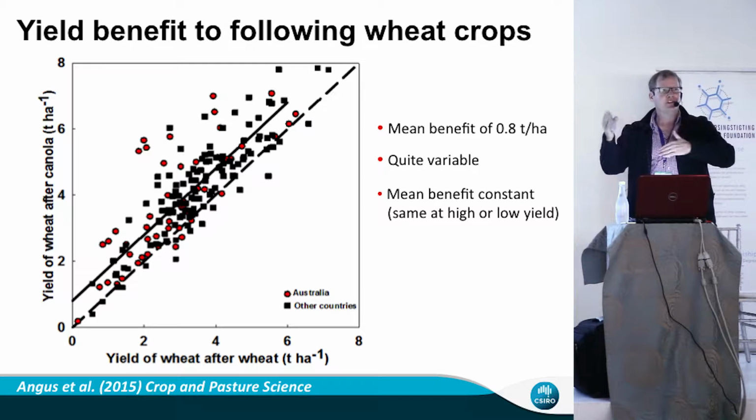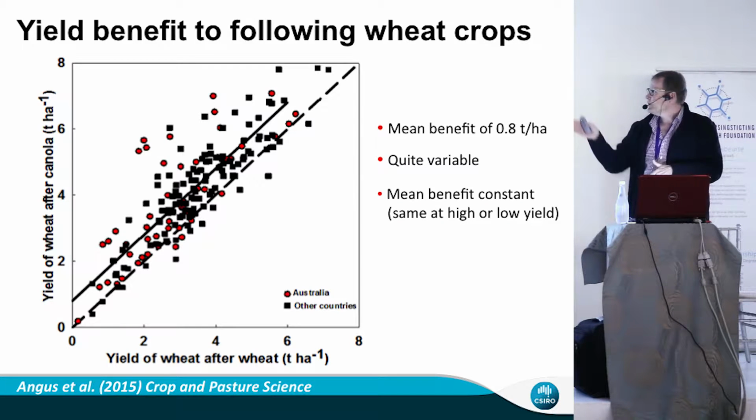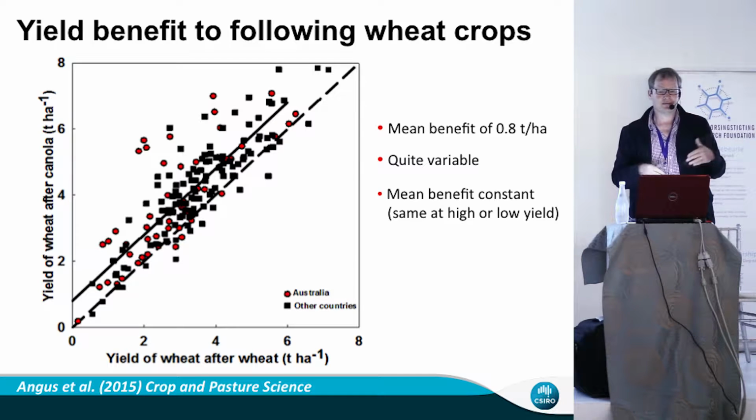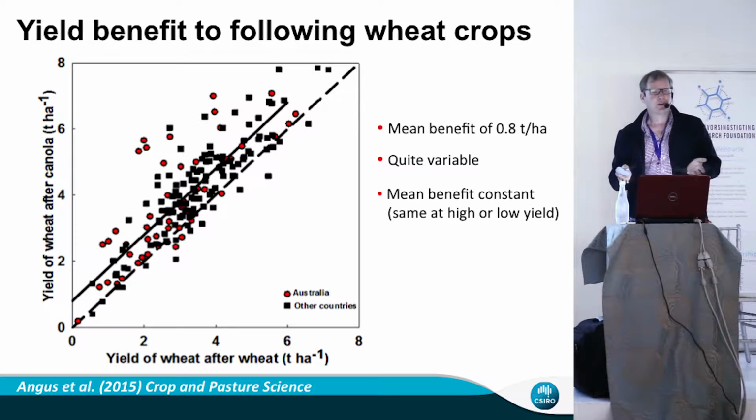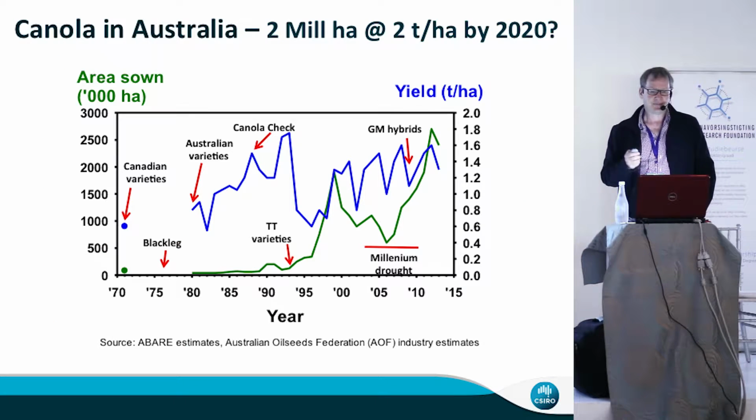And it's extremely variable from year to year, but essentially the average benefit was consistent. Whether you're growing a 6-tonne wheat crop the next year or a 2-tonne wheat crop the next year, the average benefit was around 0.8 of a tonne. So that's important to know and not forget that canola has this system benefit. And these days it's as much about the benefits for herbicide-resistant weed control as for disease or other issues.